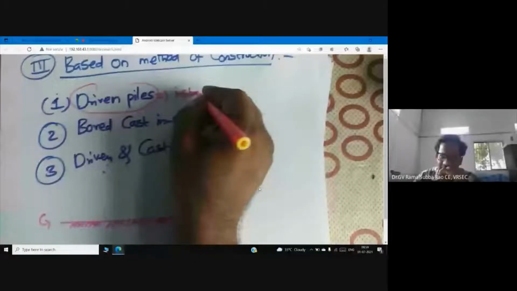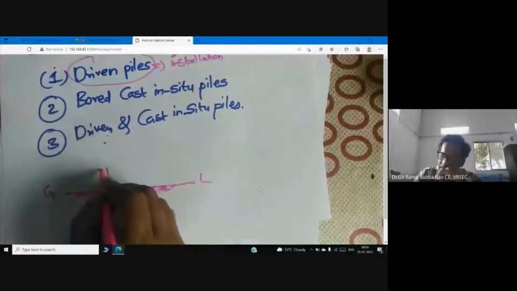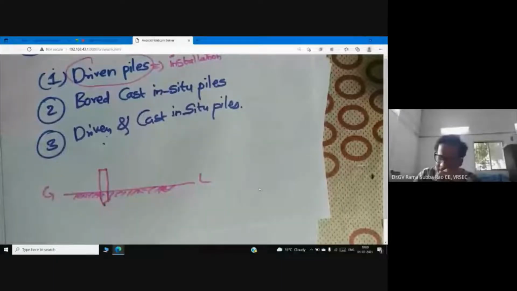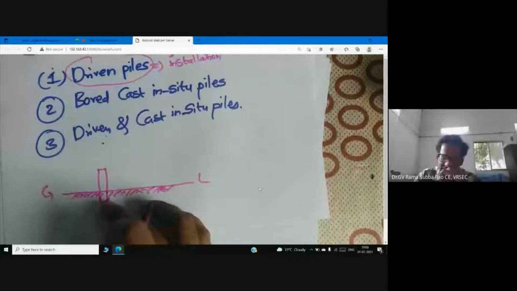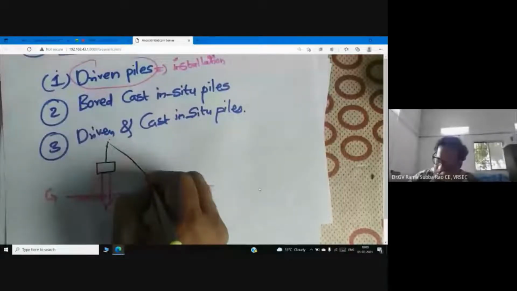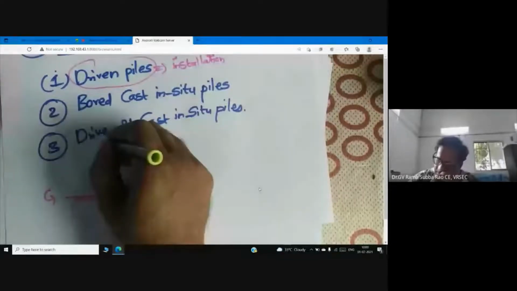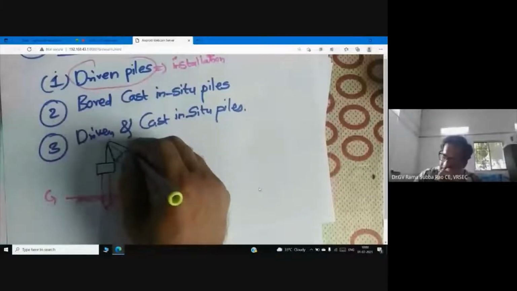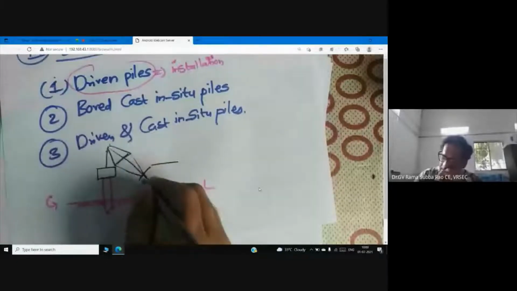So here you see, I have a pile. This is the end of the pile. Now how am I driving the pile? This is the pre-cast pile. Now we are driving the pile, so let me show you. This is the hammer we are using. This hammer is connected to a crane. I can try the crane also. So here you see, this is the crane actually.